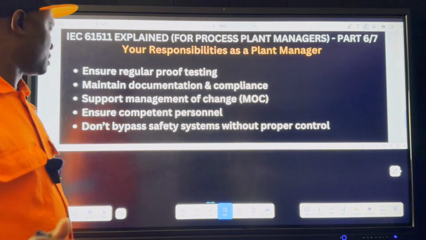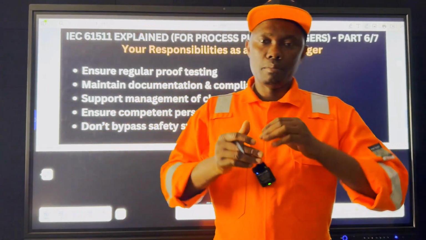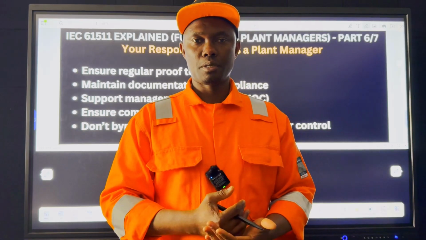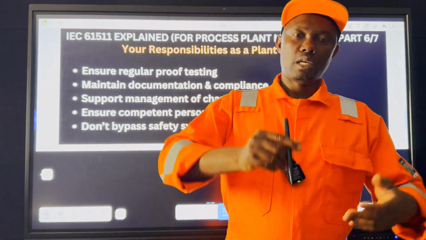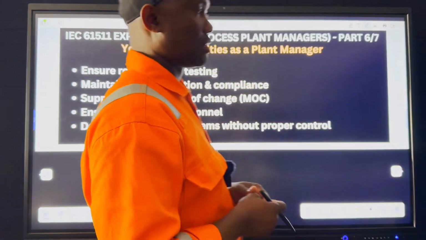Okay? So, one important thing is don't bypass safety systems without proper control. In your plant, you need to make sure you control the bypasses and inhibits. Okay? And you make sure that your control room operators document every inhibit. Okay? Every bypass should be documented. And if there's work going on, once it's finished, you make sure that the inhibit has been removed and the plant has been returned to a safe condition.